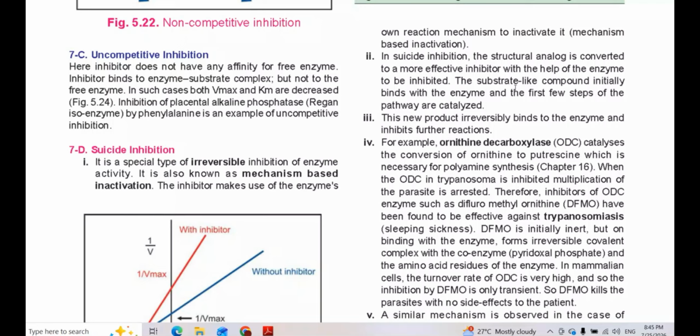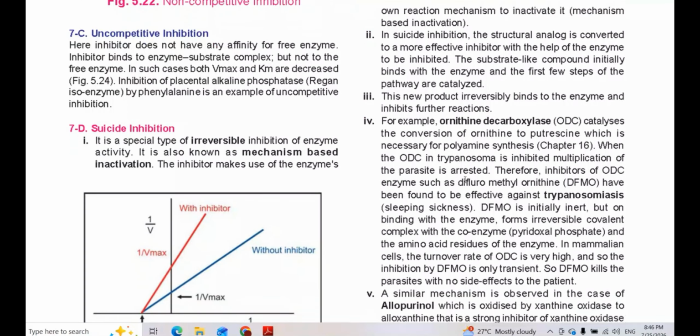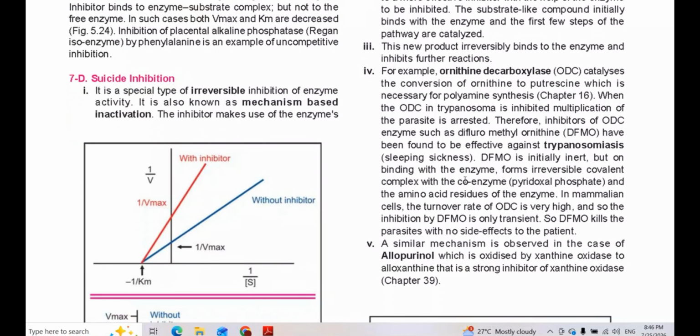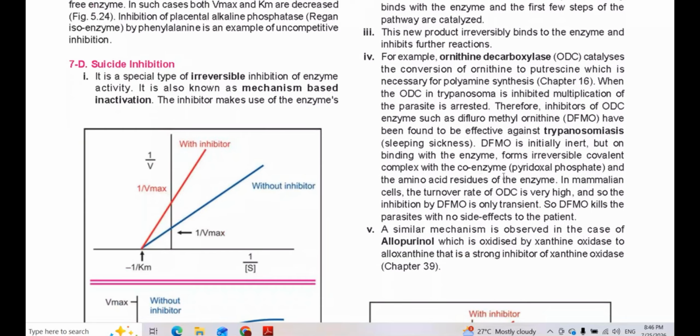For example, ODC, or ornithine decarboxylase, catalyzes the conversion of ornithine to a substance which is necessary for polyamine synthesis. So this is one important example. Another similar mechanism we have seen is allopurinol, which is oxidized by xanthine oxidase to alloxanthine, and that is a strong inhibitor of xanthine oxidase.